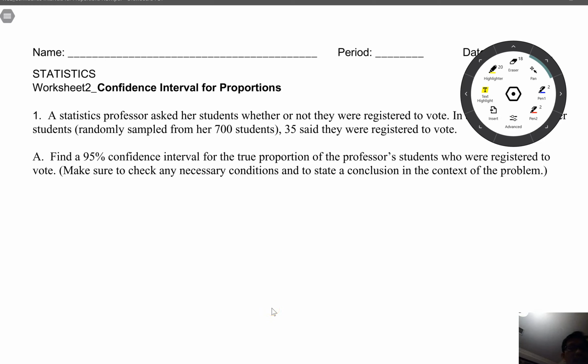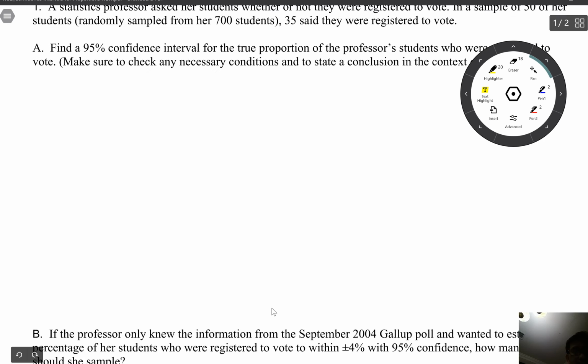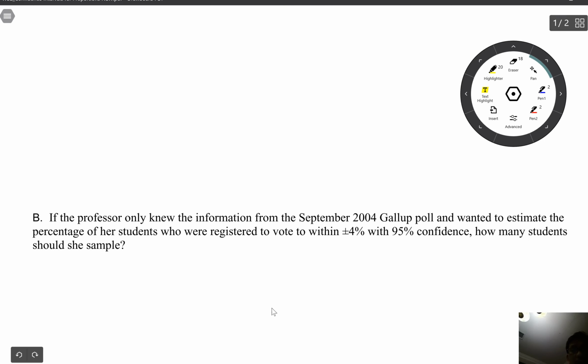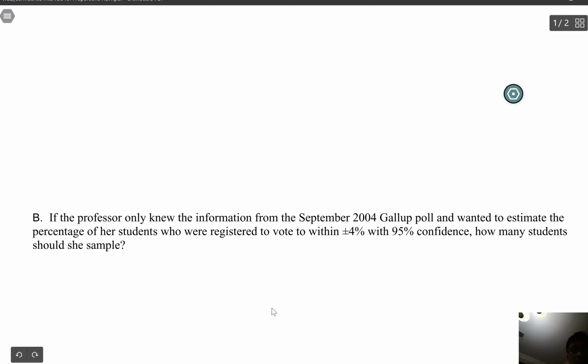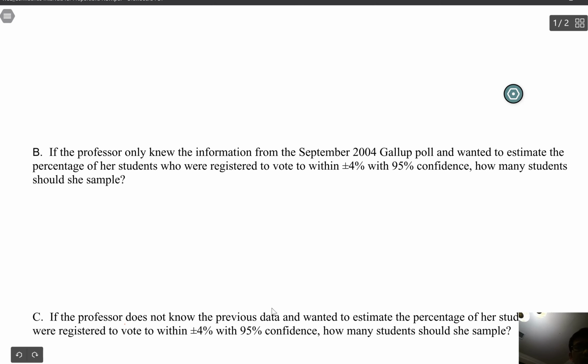Okay guys, today I'm going to teach you how to compute for sample size. This is worksheet number 2, but I'm going to go directly to problem B. You should be able to handle 1A, which is just constructing a 95% confidence interval. Problem B is the sample size computation right here.